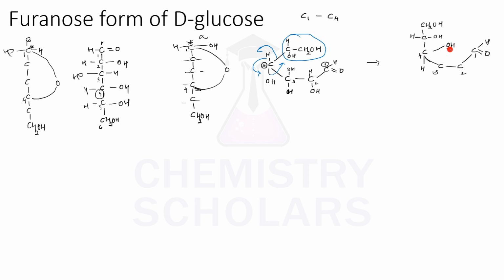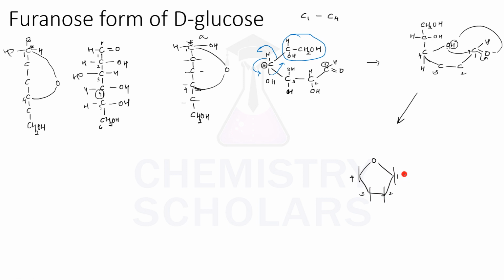So now the attack of the electrons, shift of the electrons, and then this OH will go and form a bond over here. So here it gives you now two structures. We are drawing the furanose. Remember, furanose is a five-membered ring. So first draw this type of five-membered ring. Then number the positions, one, two, three, four. Draw the bonds.